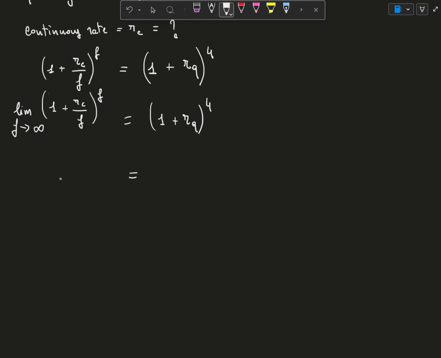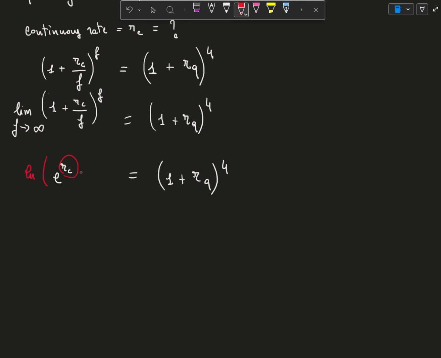Now, we will not prove this, but we know that this expression can be rewritten as e to the power of RC, which is pretty convenient. And so we know that e to the power of RC is again equal to 1 plus RQ to the power of 4.